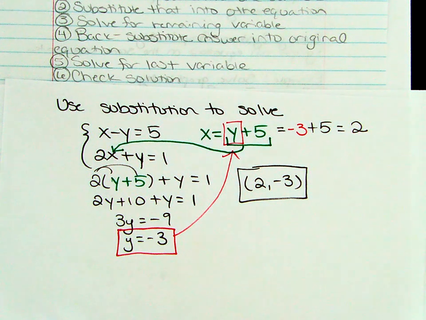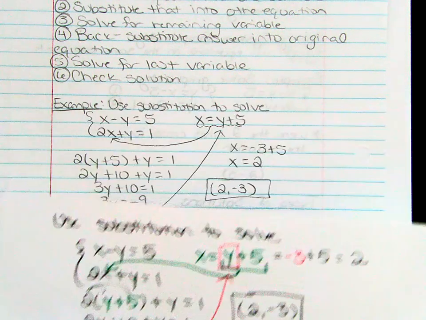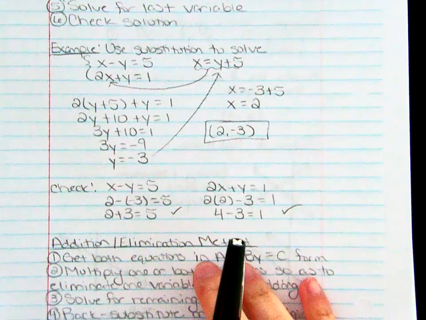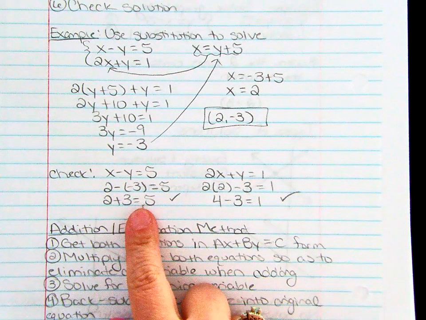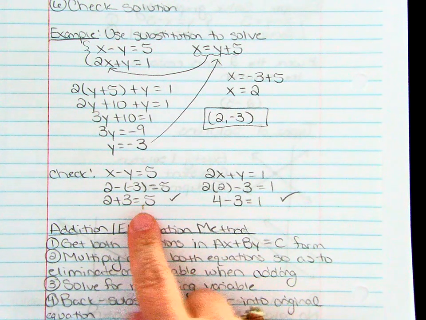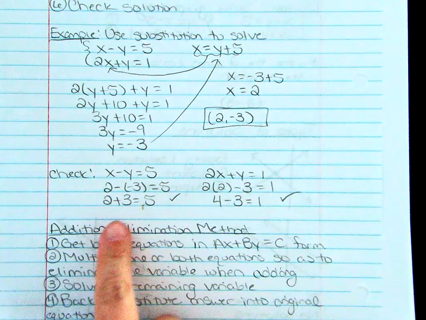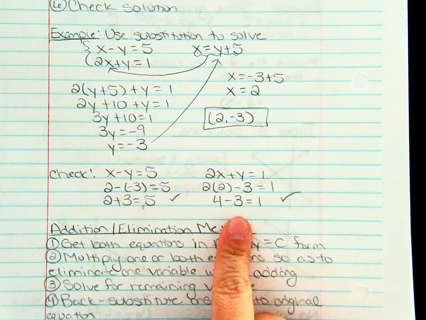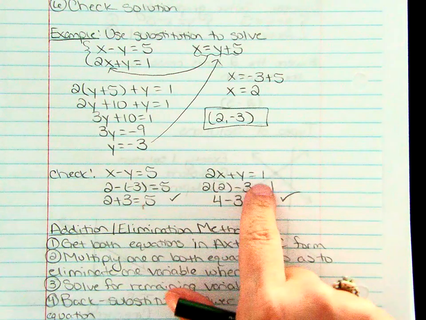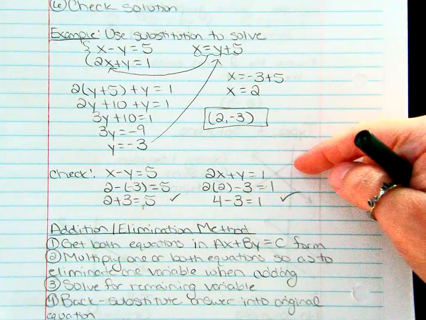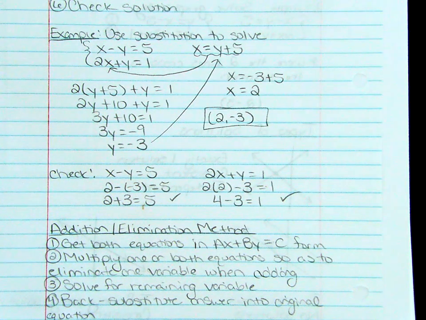And then step 6 would be check your solution. Like I said, I'm not going to do that every time. I did it in my notes though. The way you check your solution is you plug in the ordered pair that you got into both of the original equations and make sure that you get true statements. If you get a false statement, then either you did your algebra wrong here or you did your algebra wrong up here. Questions?